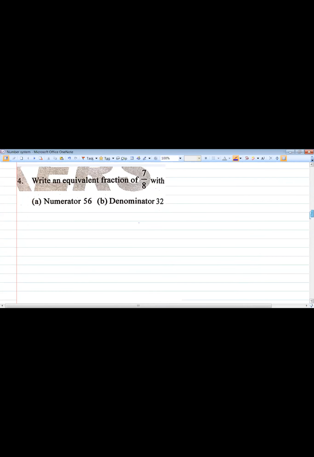This is question number 4. Write an equivalent fraction of 7 by 8 with the numerator 56. If I want to get the numerator as 56, by which number should I multiply the 8? Send your reply. I have to write the equivalent fraction. Everyone knows the meaning of equivalent fraction.